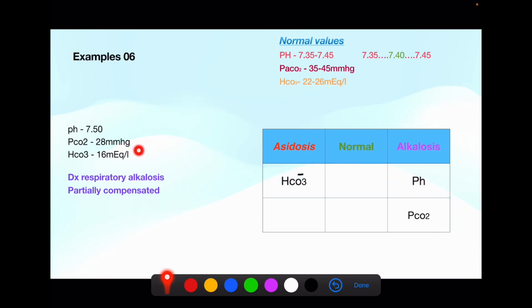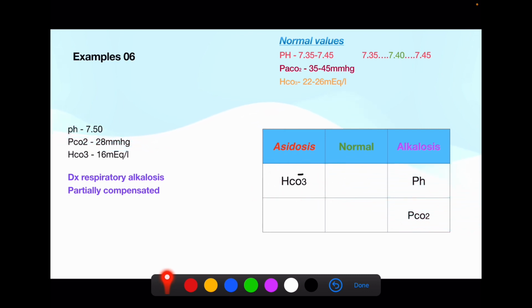This is hyperventilation of the body, removing more carbon dioxide. When more carbon dioxide is removed, it causes alkalosis, right? That's why your PCO2 also belongs to the alkalosis column. Then what about bicarbonate? Bicarbonate 16 is also lower than its lower limit. When you are excreting more bicarbonate, it causes acidosis, right? That's why we have put the bicarbonate into the acidosis column.